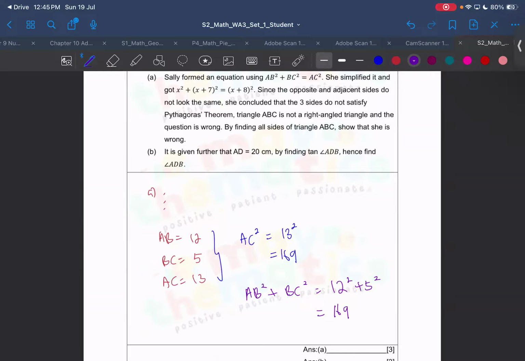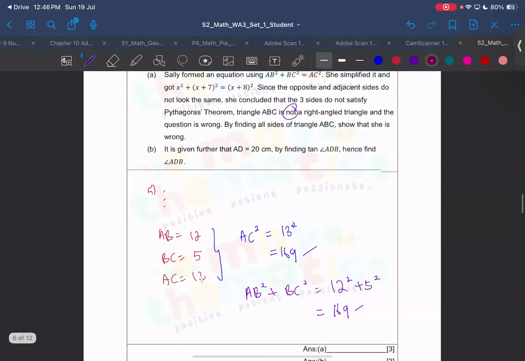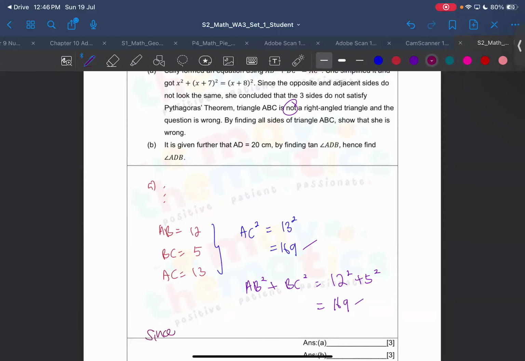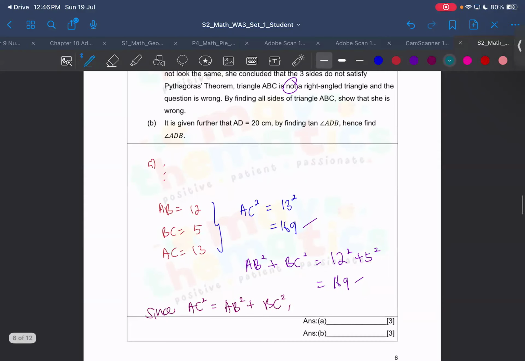Then you can see that since my left and right are equal, it is actually a right angled triangle. So you explain that since AC square equals to AB square plus BC square, the keyword here is by converse of Pythagoras theorem.